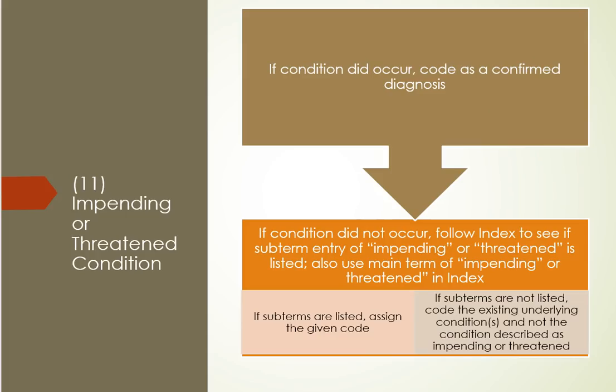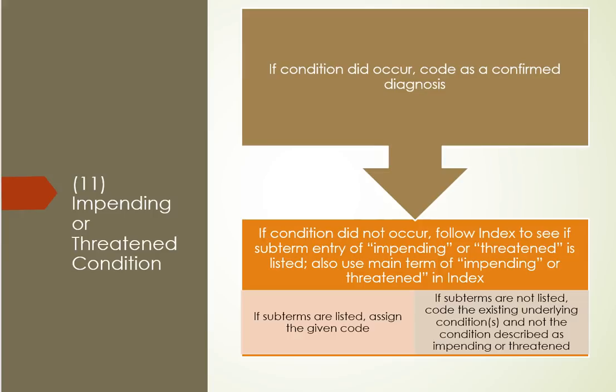All right, on to guideline number 11, which focuses on impending or threatened conditions. According to guidelines, and we're still in section 1, letter B, this is number 11, code any condition described at the time of discharge as impending or threatened as follows. Number 1, if the condition did occur, life is good. We code it as a confirmed because it's no longer impending or threatened.